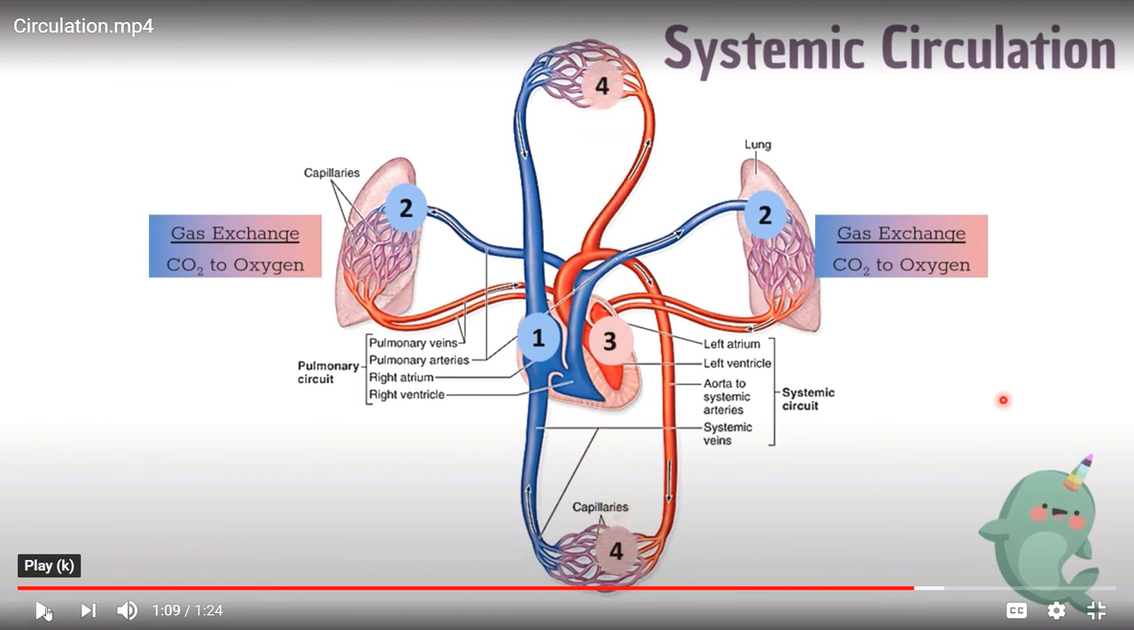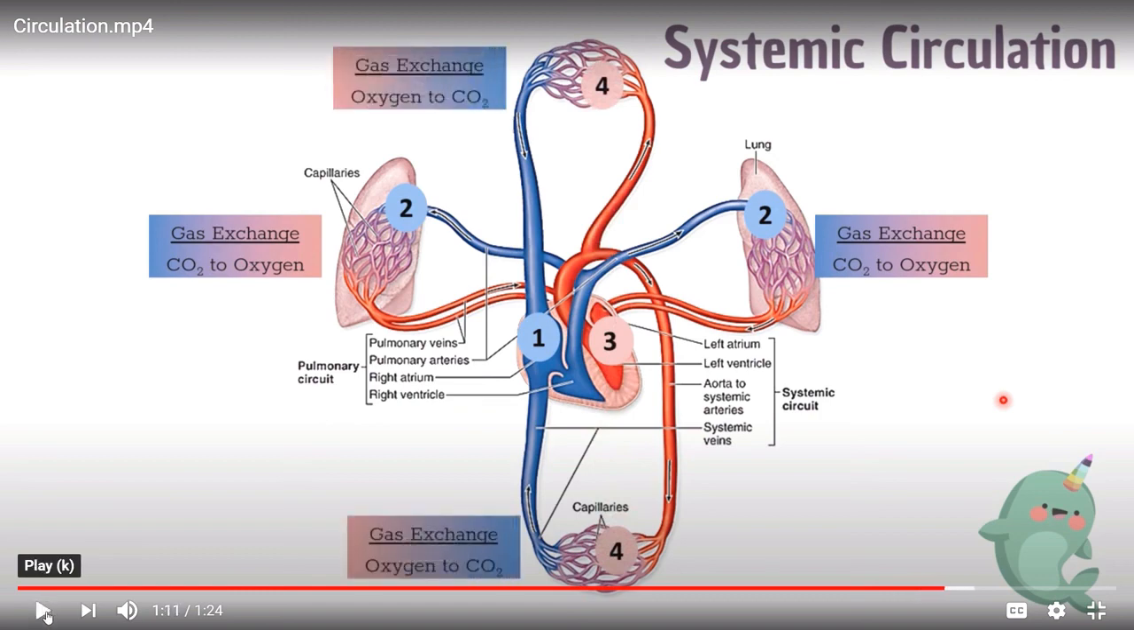So in your cells, another gas exchange will take place. This time, the blood will leave behind the precious oxygen molecules and pick up the waste of metabolism, carbon dioxide. So this time, the blood will now become deoxygenated because it has left oxygen and picked up carbon dioxide. So now the deoxygenated blood will return to the heart, passing through the superior and inferior vena cava again, and then the cycle continues.